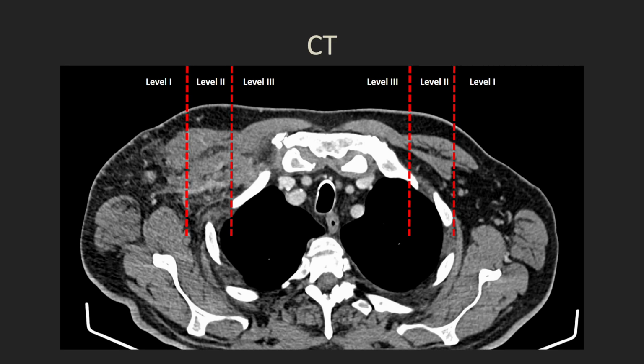And if you're reading a CT on these patients, it's exactly the same thing. You can see here diagrammatically shown level 1, 2, and 3 nodes. And again, in this patient, you can see some abnormal nodes in level 2 and level 3.